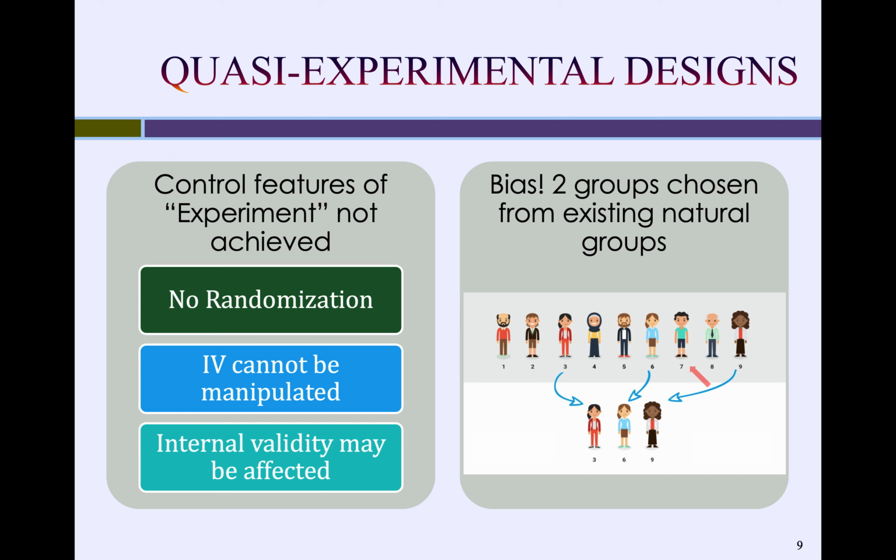actual experimental design. So the control features that we have in the experimental design, like random selection and random assignment, right? And maybe controlling the independent variable, who gets the independent variable and when and what time and how much and how many. We can't do that. Those control features are out with quasi-experimental designs. So there's no randomization, the independent variable can't be manipulated, and unfortunately with those two things, internal validity can be compromised, so that it can have an effect on internal validity.